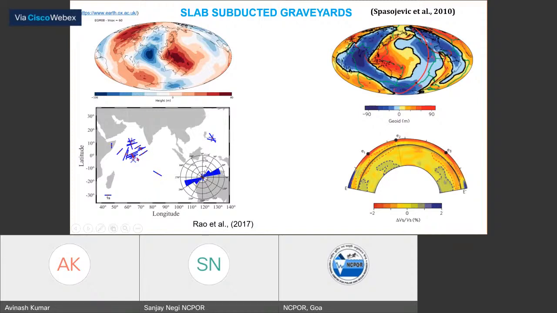So here, this is one of the studies by Rao et al, and they have explained the D double dash layer at the depth of the Indian Ocean through an anisotropic study. So this is how the subducted slab graveyard theory was propagated to explain these geoid lows.